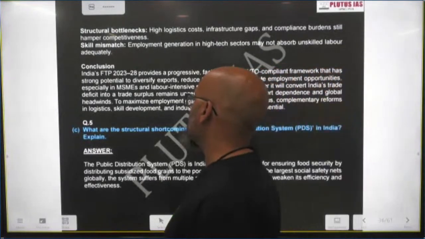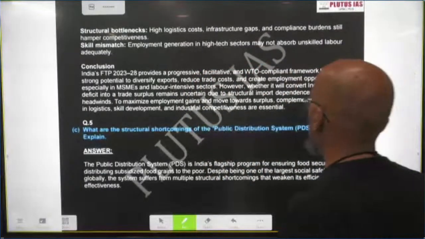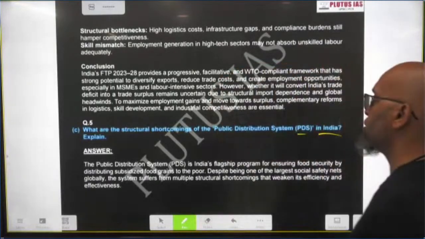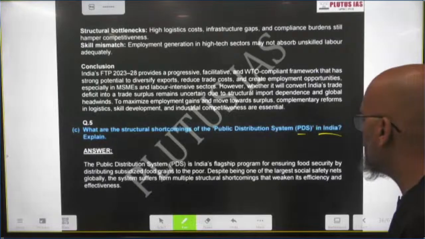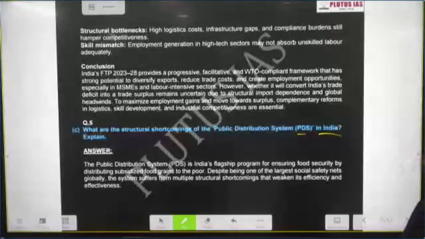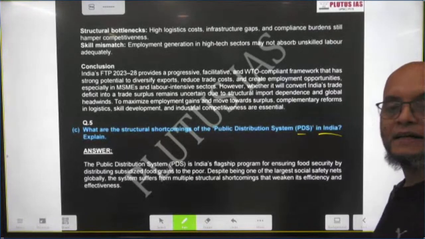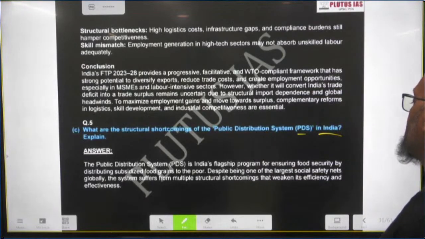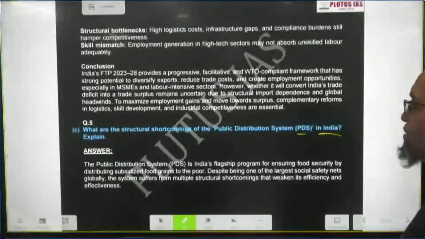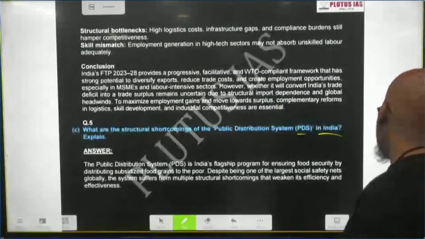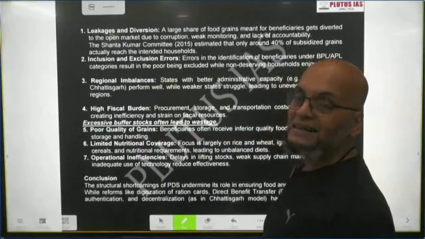Next is, what are the structural shortcomings of the public distribution system, PDS, in India? Explain. So the public distribution system is India's flagship program for ensuring food security by distributing subsidized food grains to the poor, right? That Modi ji is giving food grains to 80 crore people. Despite being one of the largest social safety nets globally, the system suffers from multiple structural shortcomings that weaken its efficiency and effectiveness. Number one, leakages and diversions.